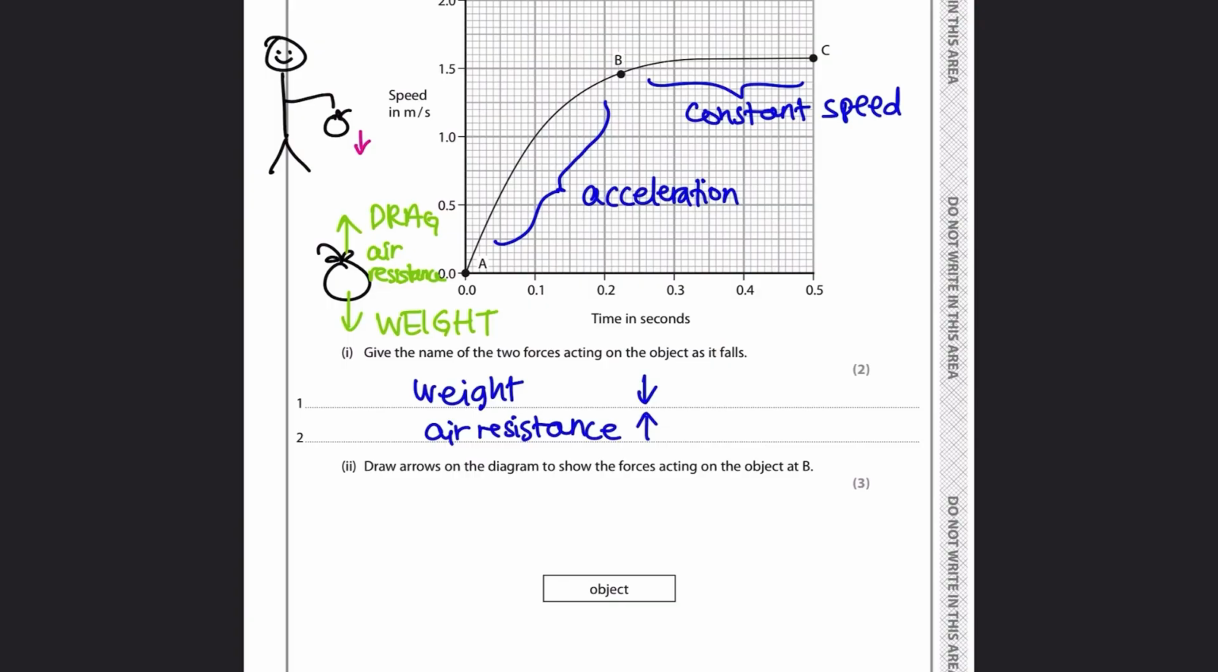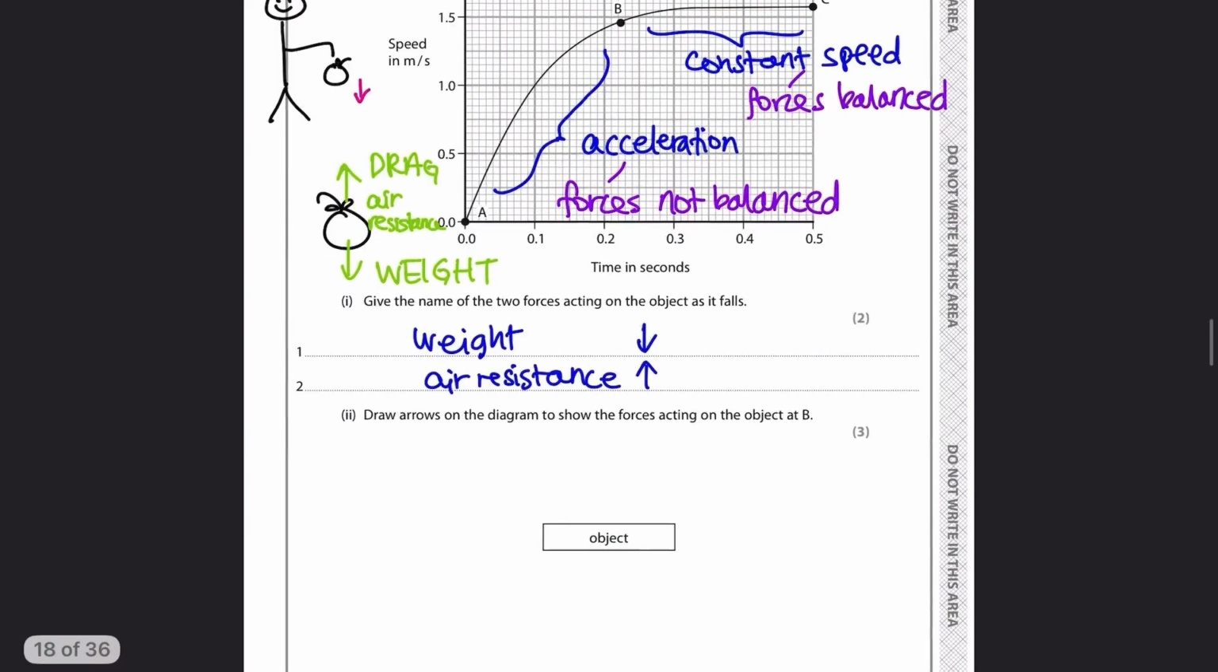When things are accelerating, according to Newton's law, accelerating means forces are not balanced. Forces not balanced means that the downward weight is larger than the upward air resistance. And when it's traveling at constant speed, it means the forces are balanced. That's why it's traveling at constant speed. So since at B the forces are not balanced because it's not reached a constant speed, which is the horizontal part, then how would you draw these forces?